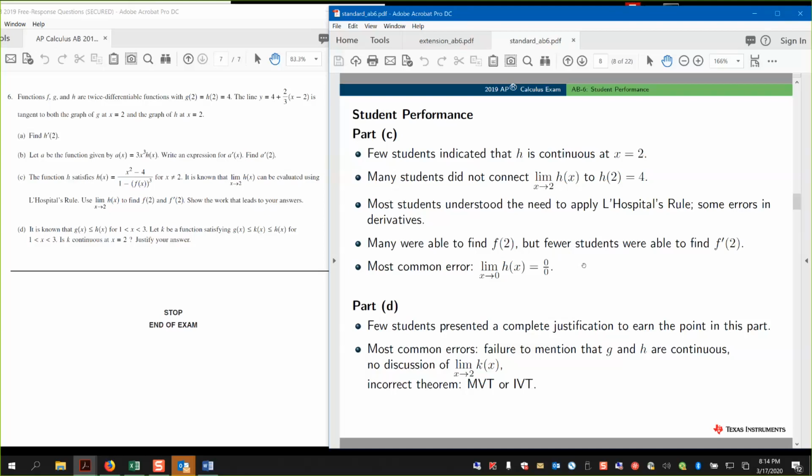Down here in part D, few students presented a complete justification to earn the single point. As I said, there was an awful lot going on here to earn that 1 point. The most common errors included failure to mention that G and H are continuous, no discussion of the limit as x goes to 2 of k of x, and unfortunately there was some use of some incorrect theorems here. For example, several students tried to use the mean value theorem or even the intermediate value theorem here.